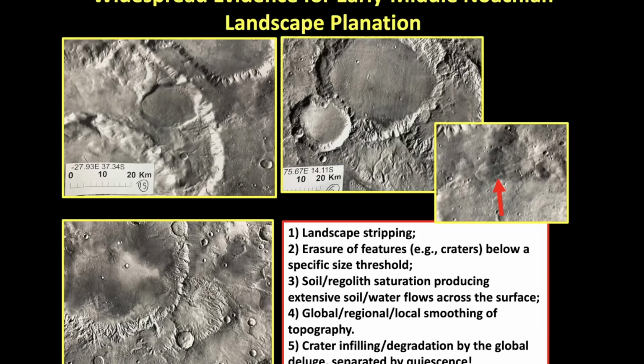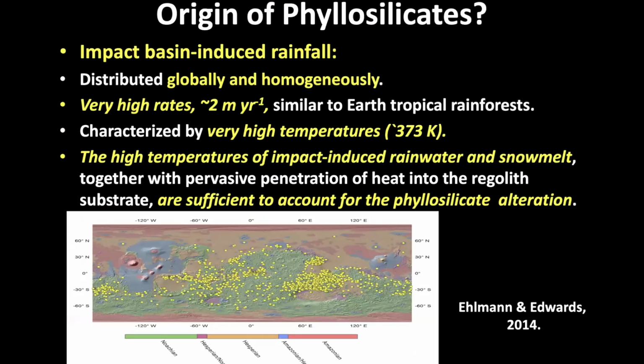So what about the phyllosilicates? Well, impact basin-induced rainfall, what does that do? It's globally and homogeneously distributed at very high rates, 2 meters per year. This is similar to Earth's tropical rainforest, characterized by very high temperatures, 373 K, okay? So these high temperatures of impact-induced rainwater and snow, together with the pervasive penetration of heat into the regolith, are sufficient to account for the phyllosilicate alteration from an experimental point of view and any other way you can look at it.